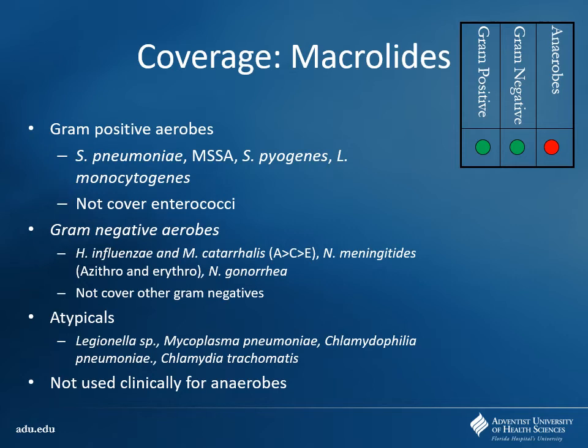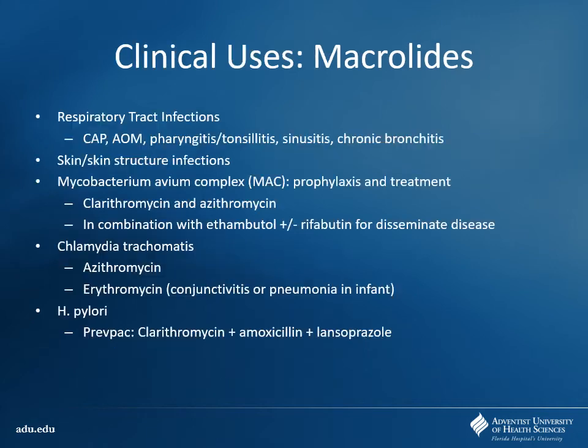Typically, right? There could be some exceptions to that, but typically think about a walking pneumonia. That's an atypical pneumonia you think about. Again, not used for anaerobes. Okay, so atypicals, good gram-positive, good gram-negative coverage, right? So again, we use this for a lot of respiratory tract infections.